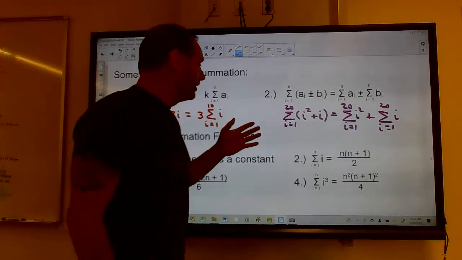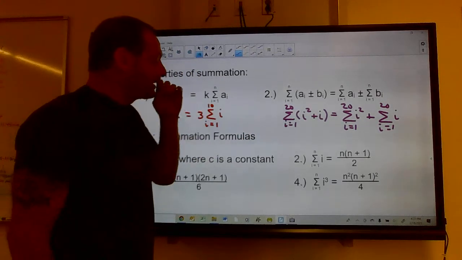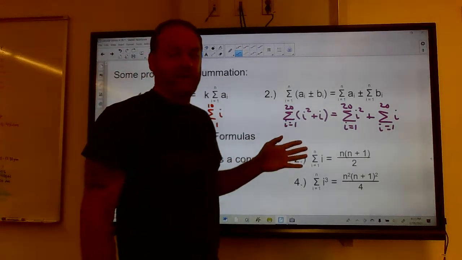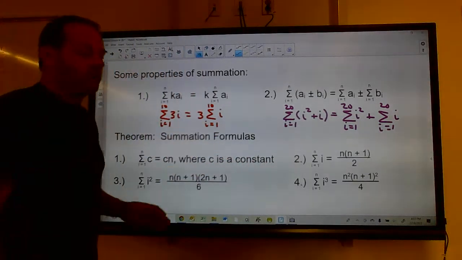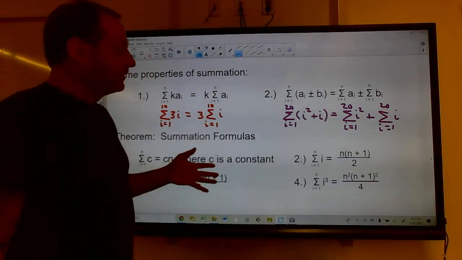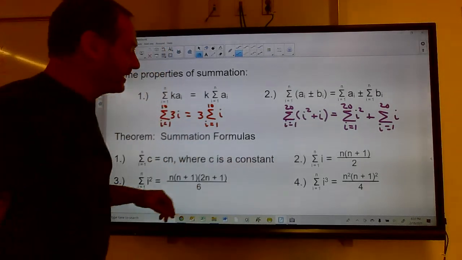Now that's really cool to have these two properties because I don't have to memorize a whole bunch of different formulas. I only need to know a few, and then I can use their properties to get the other answers that I want.